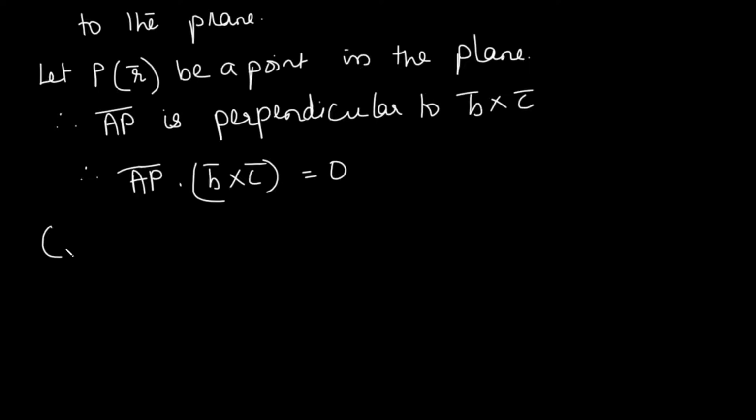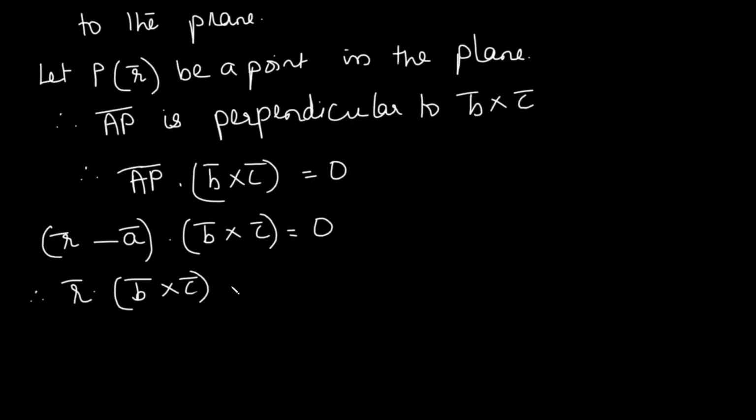Now AP in position vector form, we can write this way. The position vector of P is R bar and the position vector of A is A bar. So we can say (R bar minus A bar) dot (B cross C) is equal to 0. We can also modify this by writing R dot B cross C is equal to A dot B cross C. So these two are the vector equations of the plane passing through a point and parallel to two vectors B and C. So this is the required vector equation.